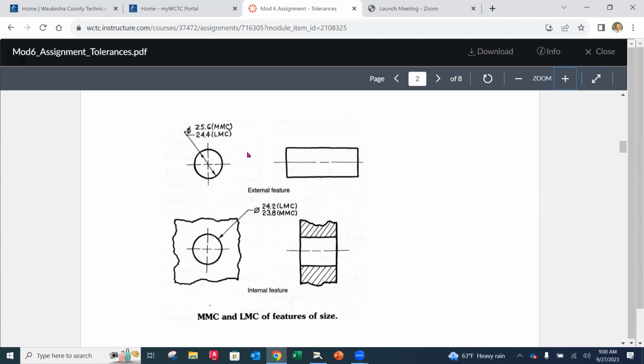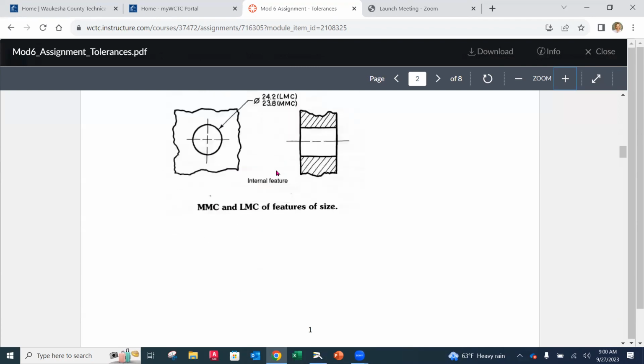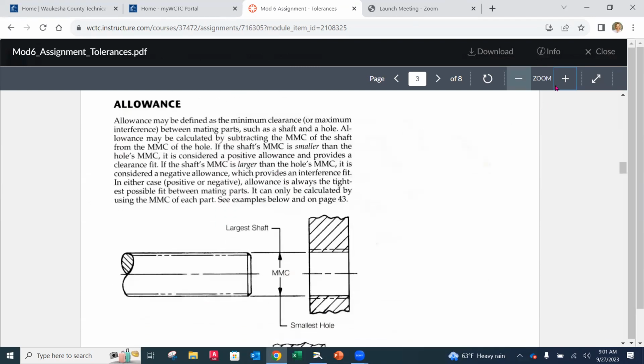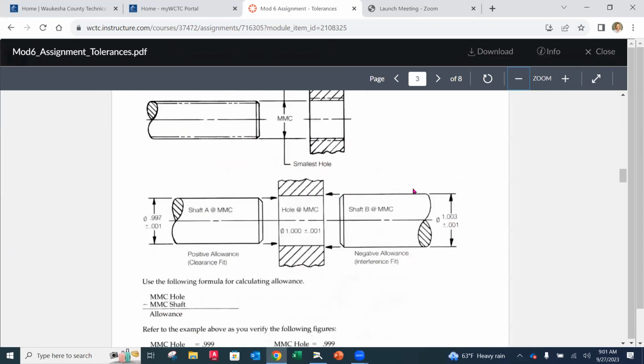Okay. The other way you can think of it is after that feature is made, the maximum material that's left behind. So when you look at an internal feature, the smallest hole is going to leave the most material behind in whatever it was put in. I don't know if that's a way to think of it, but that is a difference. So it's important to understand that. Okay. And then there's a review here of allowances. Okay.